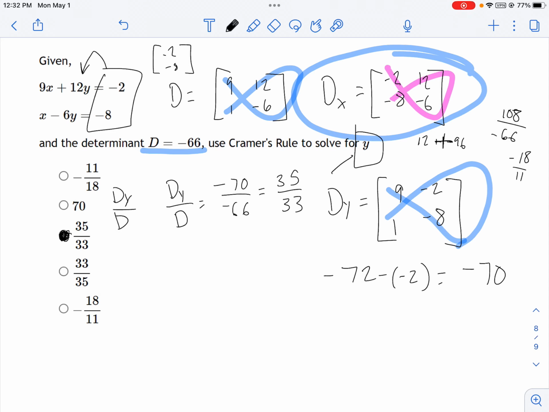So keep an eye out, know what you're solving for. If you're using Cramer's rule, all you have to do is replace whatever column with the two numbers on the other side of your equal sign, and then you're good to go.